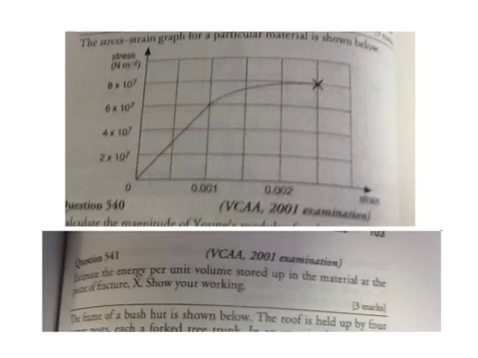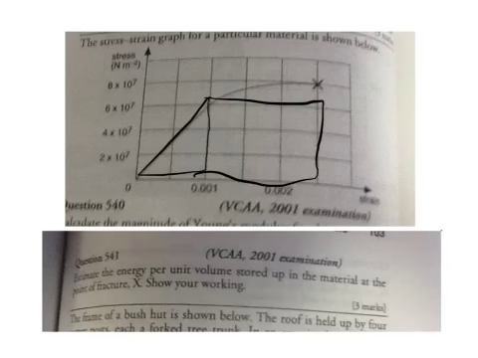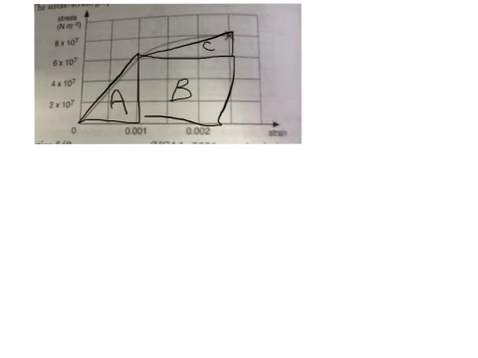So to find the area underneath the graph, we're going to split it up into 3 parts: a triangular section here, a square section here, and for the purposes of our calculation, we're going to split this and assume that it is a triangle. So we're going to have our areas A, B, and C. On to the calculations now.